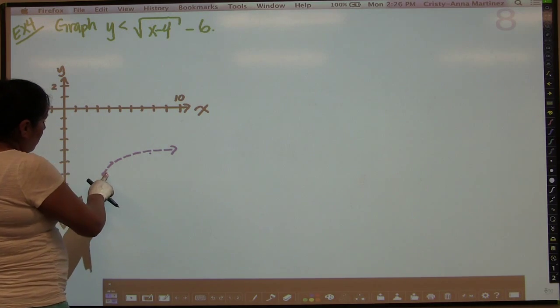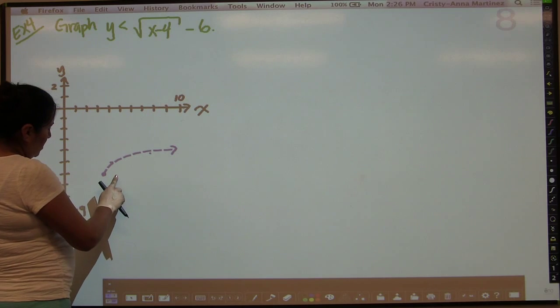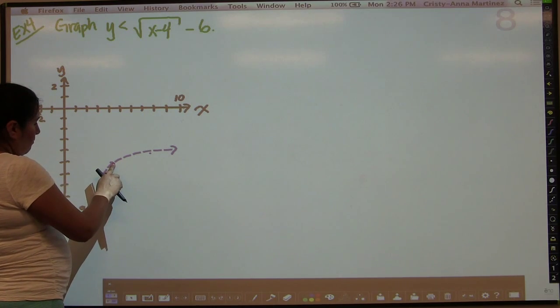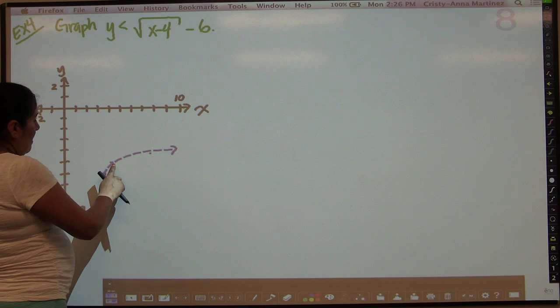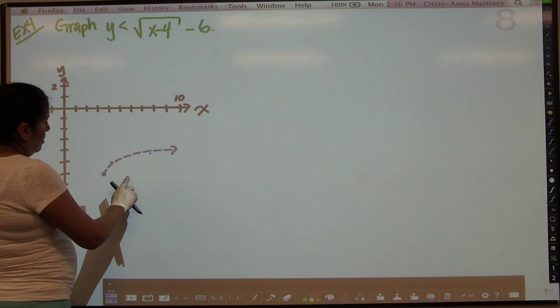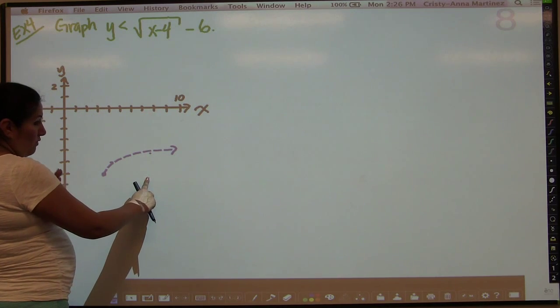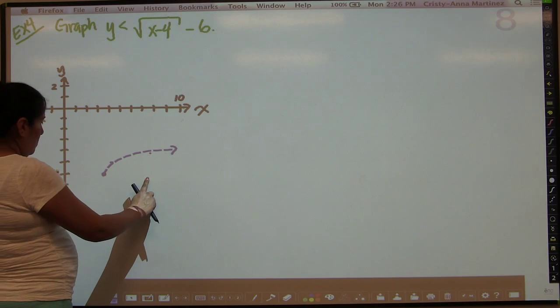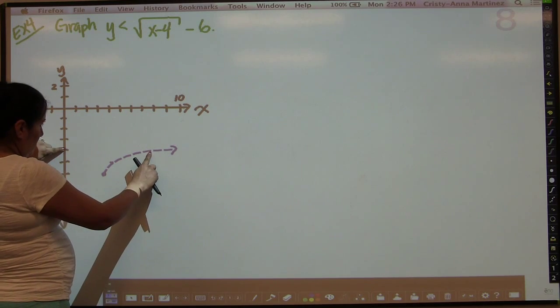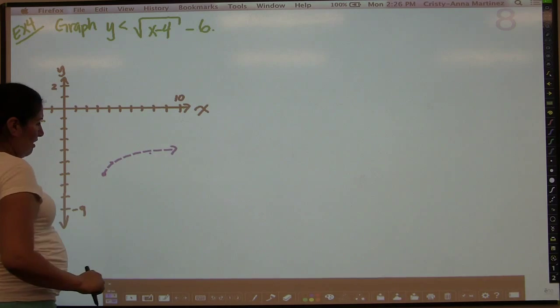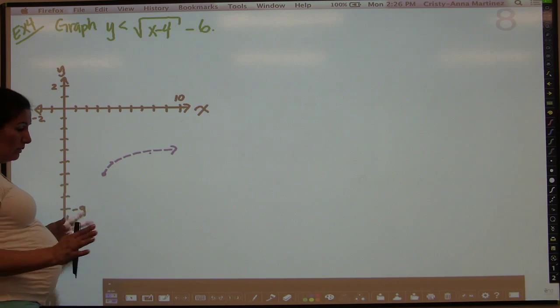But if this is my origin, I'm going to go 1 unit over, which is going to be the 5, and 1 unit up, which is my 1, 1. And then I need to go 3 more over, because that's going to be the 4. And remember, the square root of 4 is 2, so I'm going to go up 2. So that's kind of what I was trying to do there. So you can see that there's my graph. Again, if you want to use a t-table, you're welcome to do that.